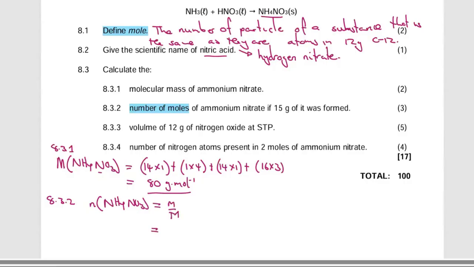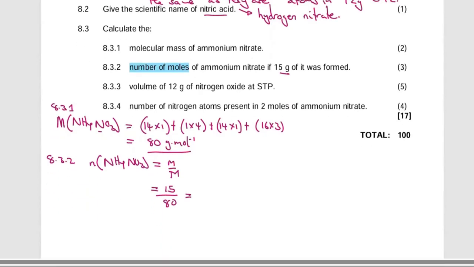Then after that, you can substitute with the values. The mass that is given is 15, and you have already calculated our molar mass to be 80. Then 15 divided by 80 gives me a value of, according to my calculator, 0.19 moles. So I'm done with question 8.3.2.